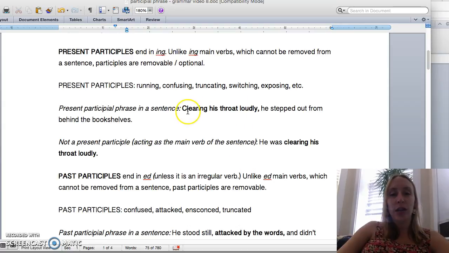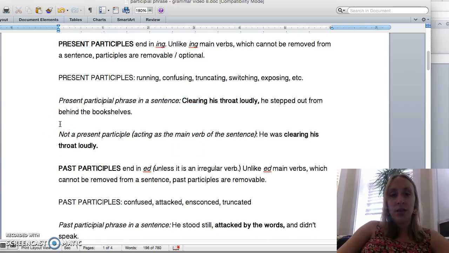So we have clearing at the start, and then some other words: his throat and loudly. His throat as a direct object, loudly as an adverb, of course. Not a present participle, not removable from the sentence: he was clearing his throat loudly. Here, clearing is part of the main verb. It's the past progressive form of the verb. He was clearing his throat. You need both of them to express the verb and for the sentence to be correct.